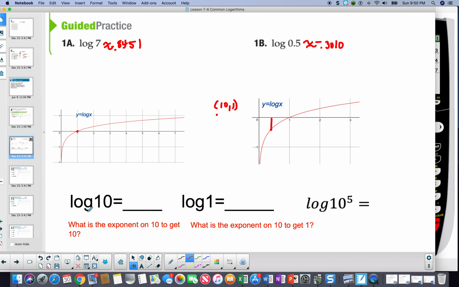Okay, let's go ahead and do log of 10, and what we're asking is, what is the exponent on 10 to get the number 10? So this answer is 1. What is the exponent on 10 to get 1? And the answer is 0. And then over here, this is just an inverse operation. This is the log base 10 of 10 to the 5th power, so they undo each other, and the answer is 5.